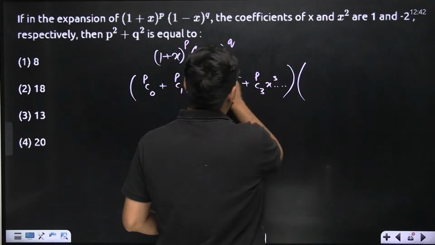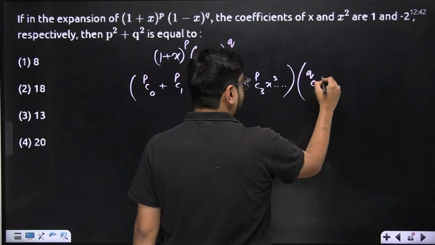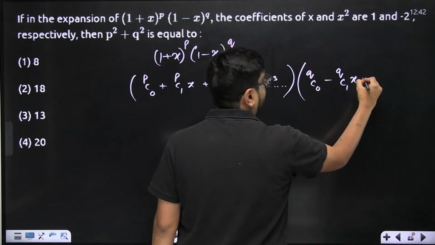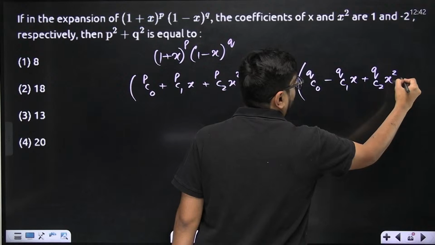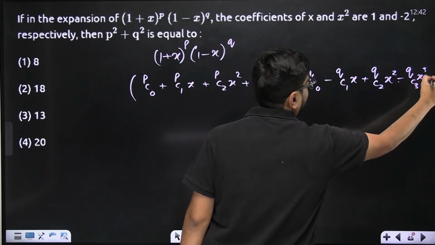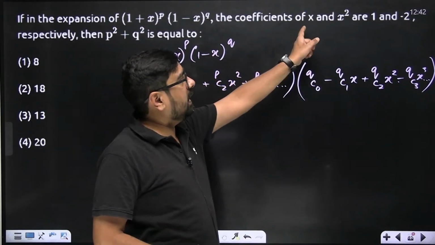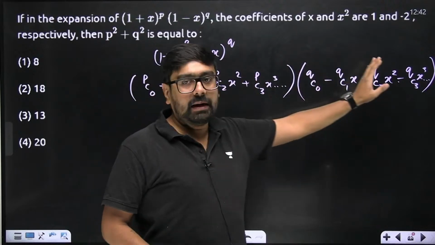Next thing, (1 minus x) to the power q. So this will be qC0 minus qC1 x plus qC2 x square, and minus qC3 x cube. Although you don't need to write it, this will keep going on like this. Now you see how we will be able to generate x and x square using the multiplication.